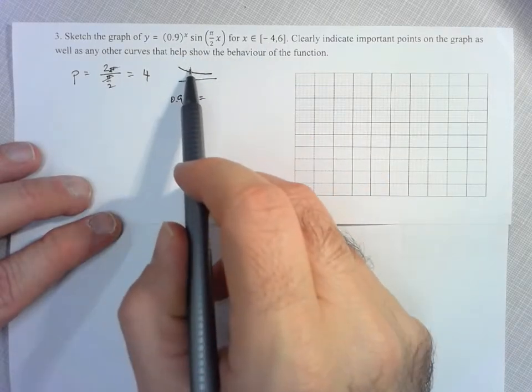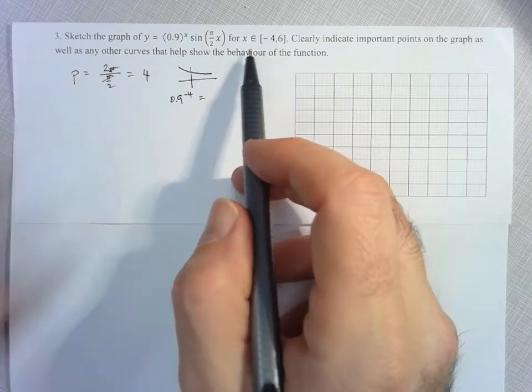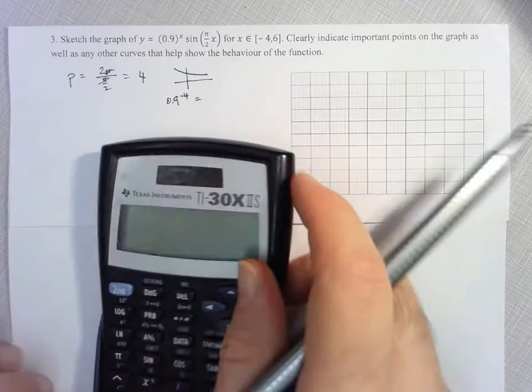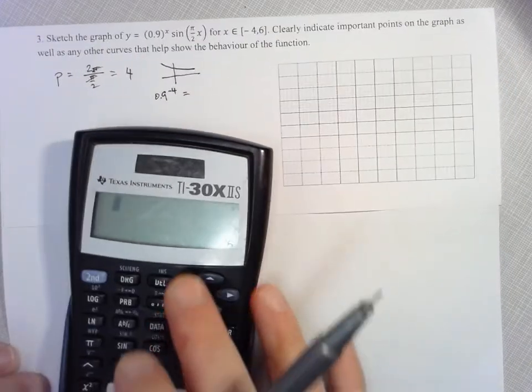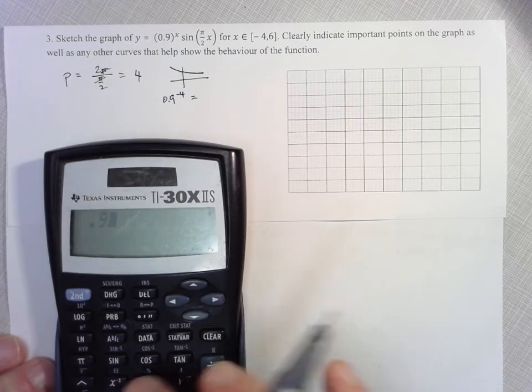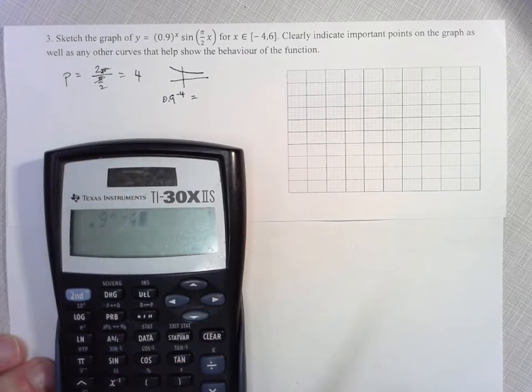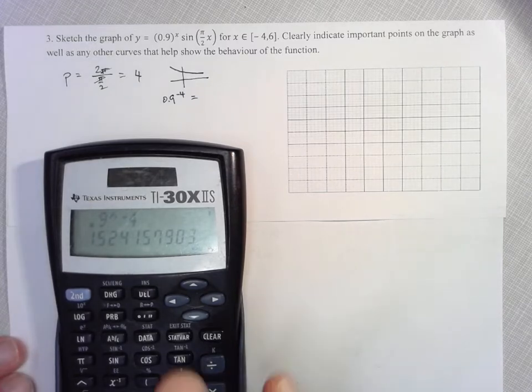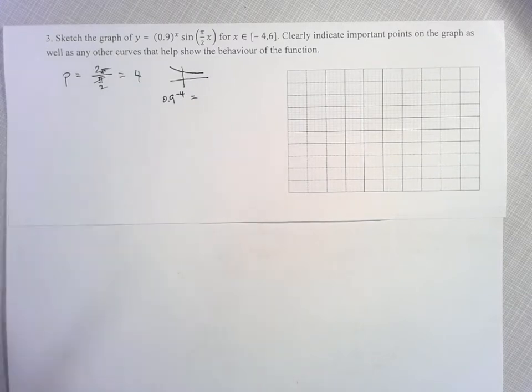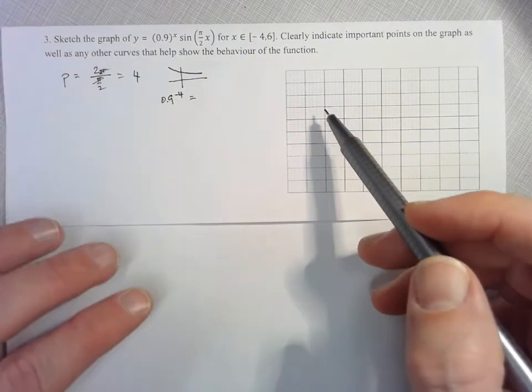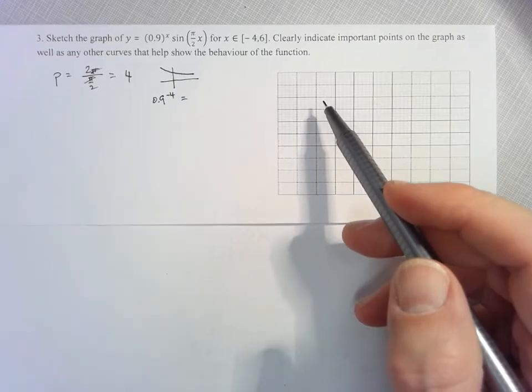And since again it's a decreasing function, it's going to occur on the left-hand side. Okay, so let's calculate 0.9 to the exponent of -4, which is equal to just over 1.5. Okay, so that means I'm going to go up, definitely by more than a box for 1 unit.